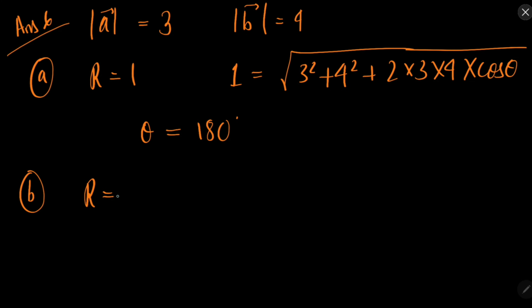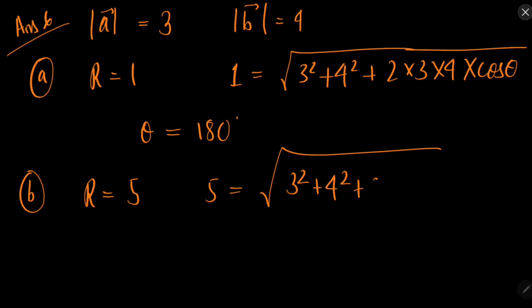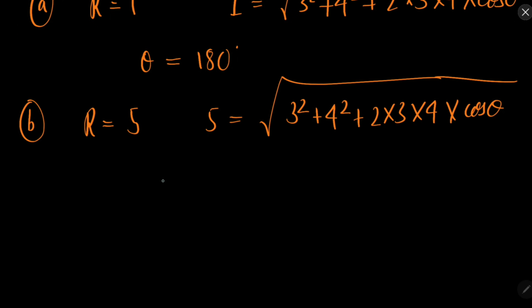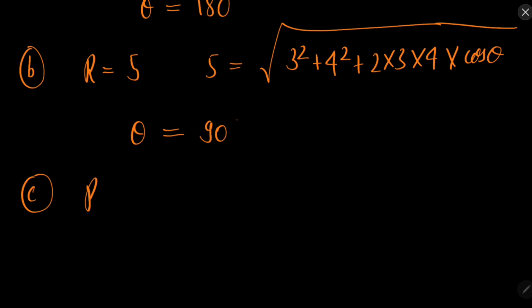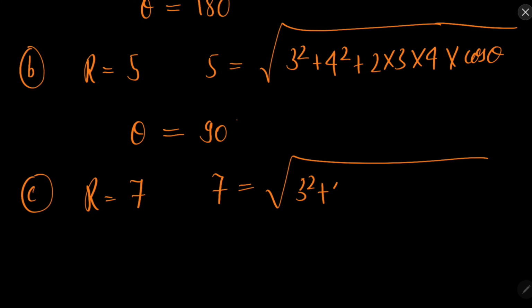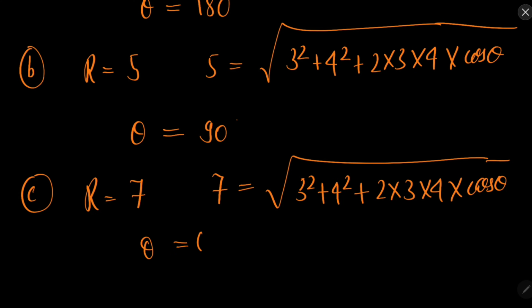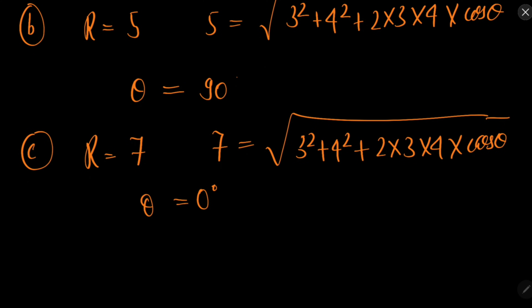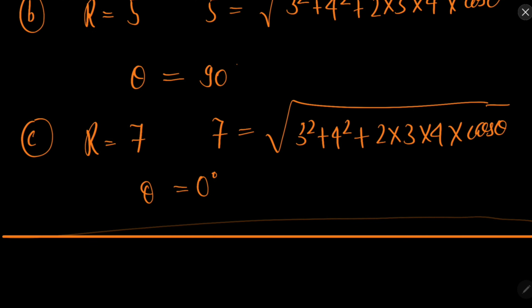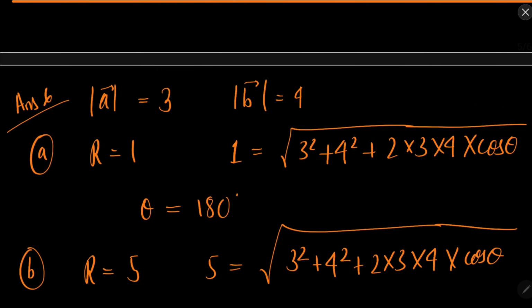Similarly, in the second case, the resultant is 5. So 5 equals, same procedure, cos theta. After solving this, you will get theta equal to 90 degrees. And the third situation is the resultant is 7. So 7 equals the same thing, 3 square plus 4 square. In this case, theta will be equal to 0 degrees. So this is quite simple. You can straightforwardly find this angle using the basic formula of the resultant of a vector.